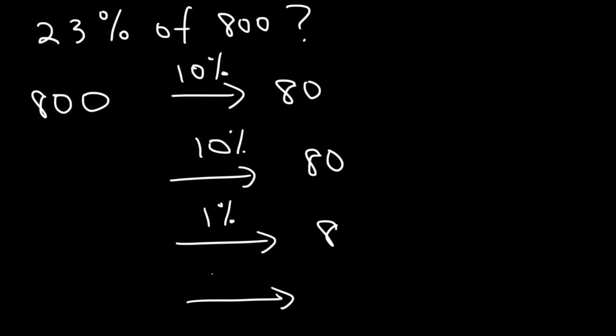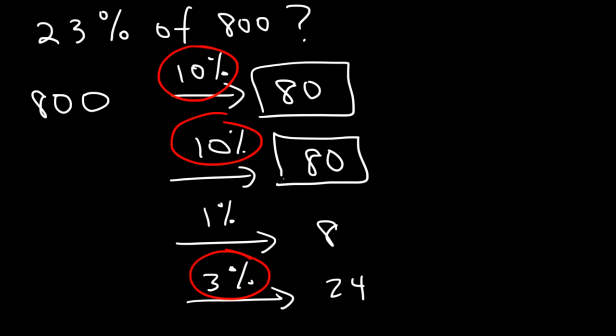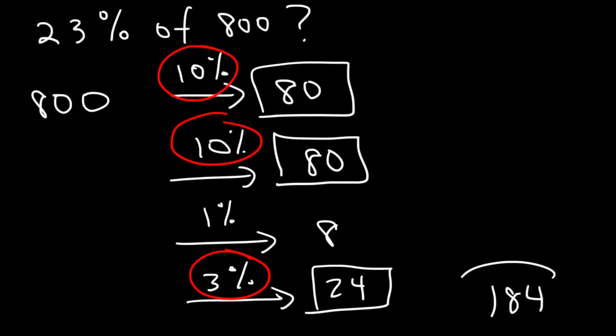So if 1% is 8, what's 3%? That has to be 8 times 3. It's 3 times this value, so it's 24. So therefore, 23% is the sum of 10, 10, and 3. So we've got to add up 80 plus 80, which is 160, plus 24. So that's 184. So that's 23% of 800. It's 184.